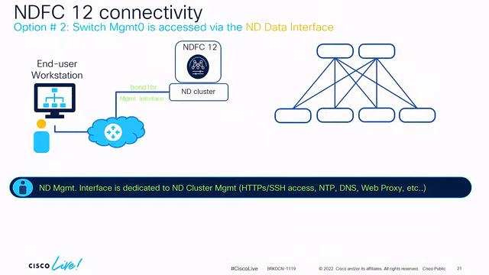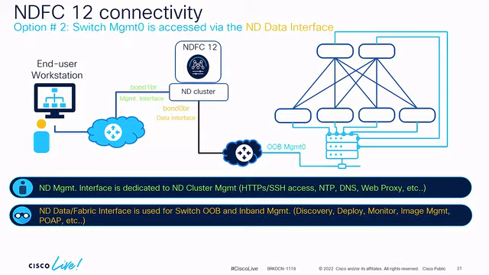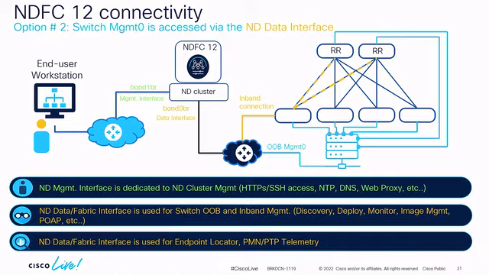Second option, now, instead of using ND management, we are using the ND data interface. So how does that work? You will still use the ND management for your UI access, firmware upgrades, all of these things. But now you will be using the data interface to communicate with the OOB network of your switches. So your management 0 interface of the switches will now interconnect with the ND data interface. So that gives you discovery, deploy, monitor, image management, and all those features. And of course, you can also get PTP and telemetry with in-band access as well.